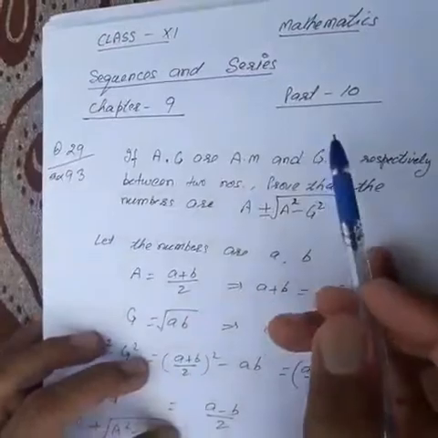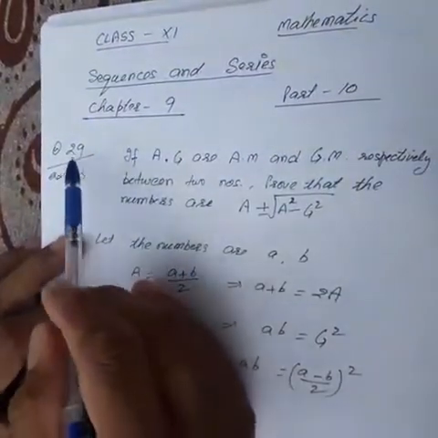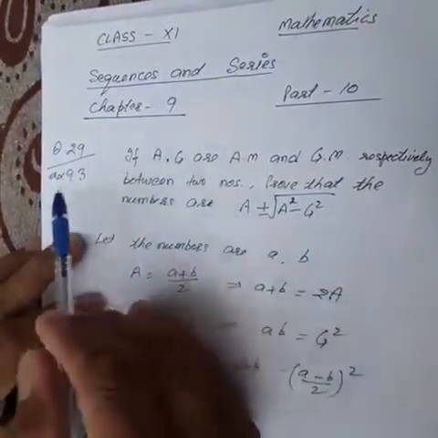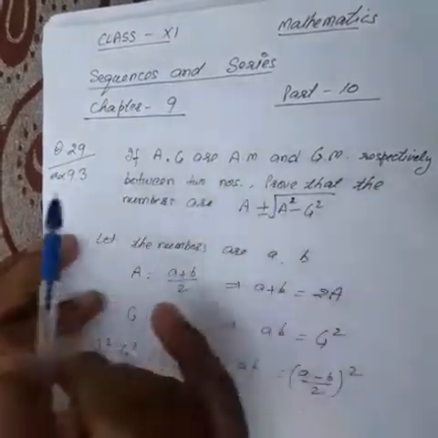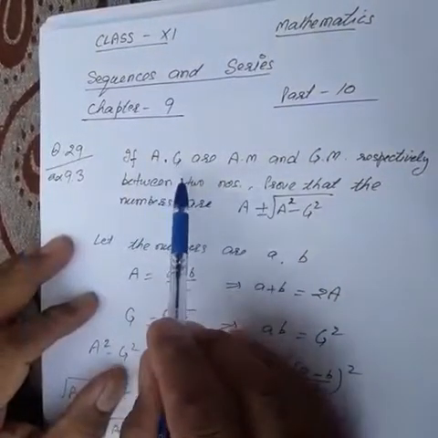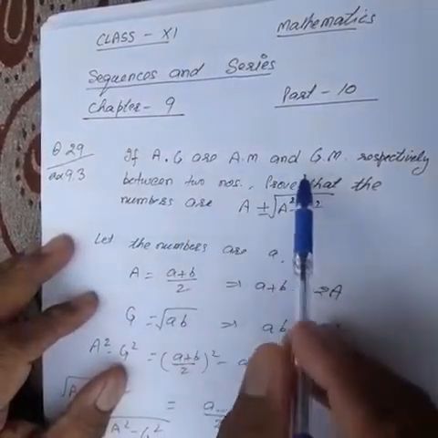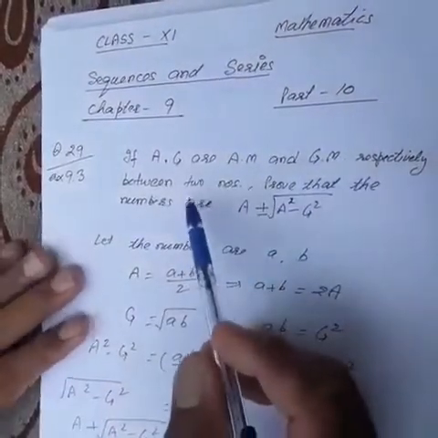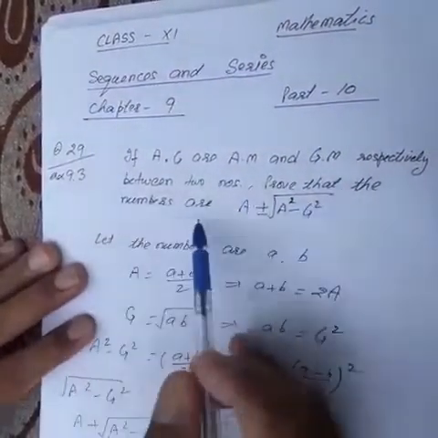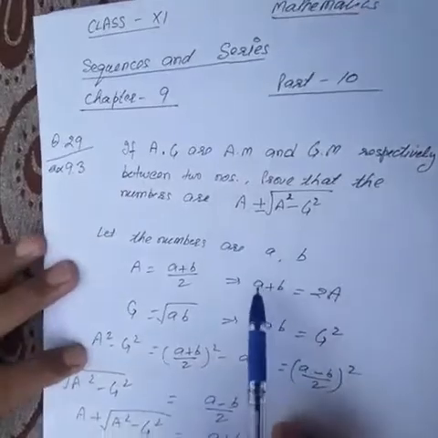This is Chapter 9 in progress, and it is the 29th question of Exercise 9.3. Now, the statement is: if A and G are the arithmetic mean and geometric mean respectively between two numbers, prove that the numbers are A ± √(A² − G²).